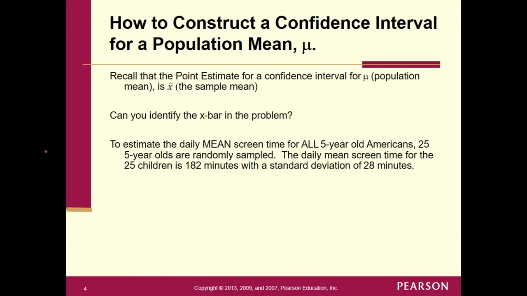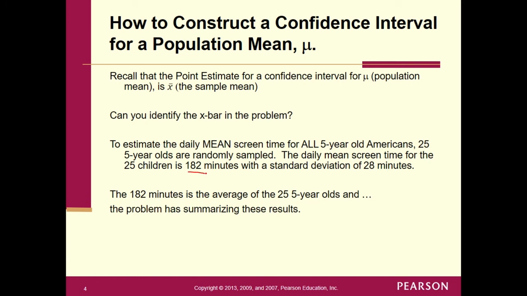So let's go back to our problem. Go ahead and read these two sentences. Can you identify what x bar, the sample mean, is? So hopefully, as you read through that, you said, oh, okay, 182 minutes is the average of the 25 5-year-olds, okay? And so what you've got to think of here is that basically the problem has already summarized these results. When I say these results, it's already summarized x bar for you.